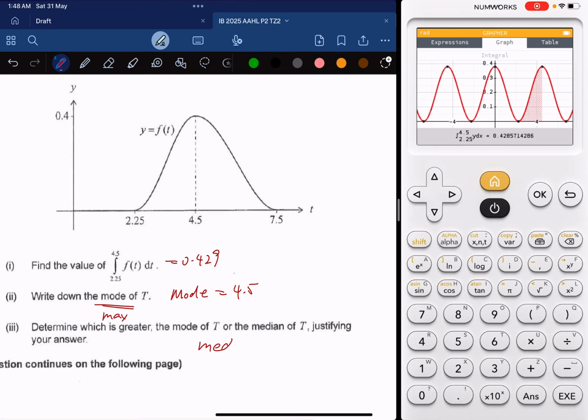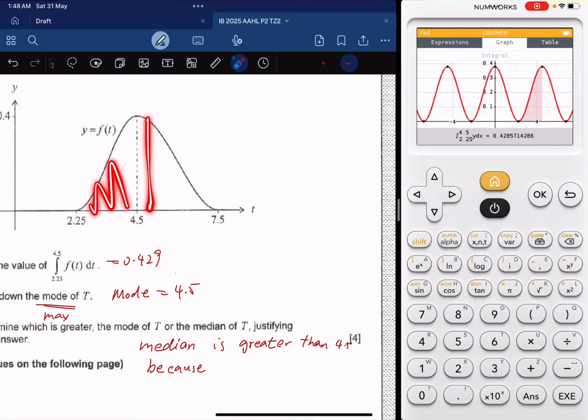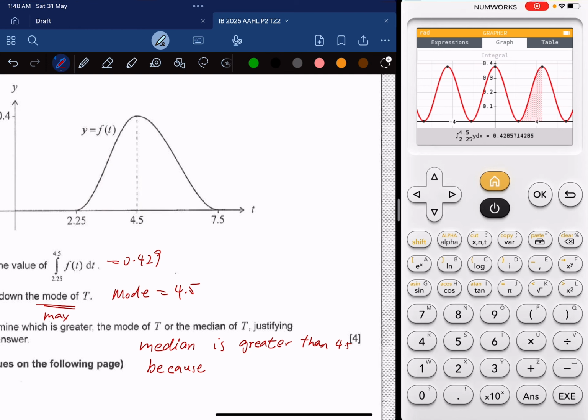So median is greater. Okay, because you can write that median is greater than 4.5, obviously, because remember the definition of the median for a continuous distribution is when you integrate up until it's 0.5. But since when you integrate up until here, it's only 0.429, meaning that the median must be somewhere here in order for this to be 0.5. Okay, like the perfect middle. So this is the logic behind.